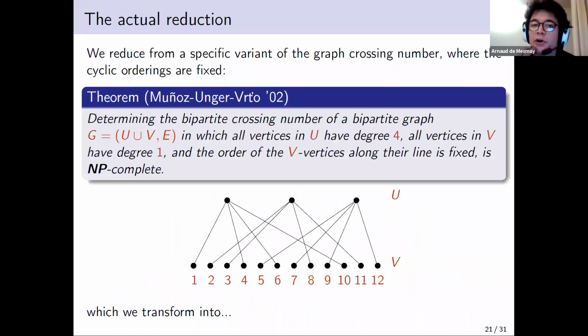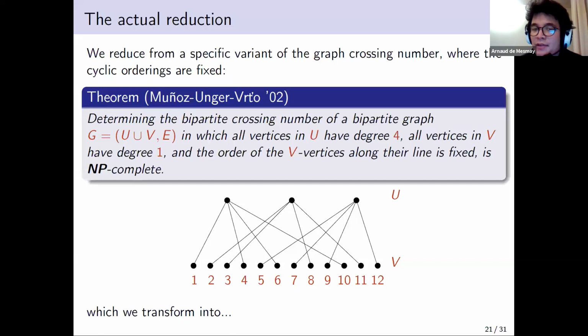So let's see how to deal with the first problem. The way we did it is by reducing from a very constrained variant of the crossing number, which is the following one. The input is a bipartite graph like this with two partitions U and V, and below everything has degree 1, above everything has degree 4, and the order of the vertices below is fixed. And so the only thing that moves is the vertices above. The degree of freedom of the problem comes from the permutations that describe the vertices above. And this is where you encode the NP-hardness of the problem.